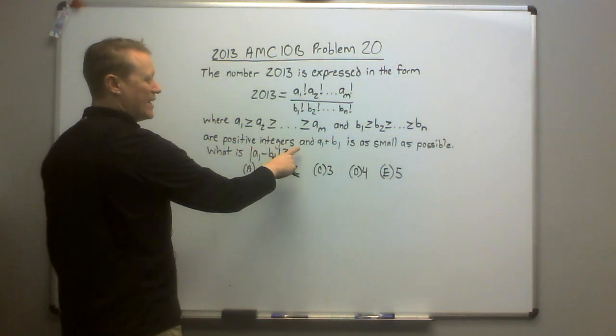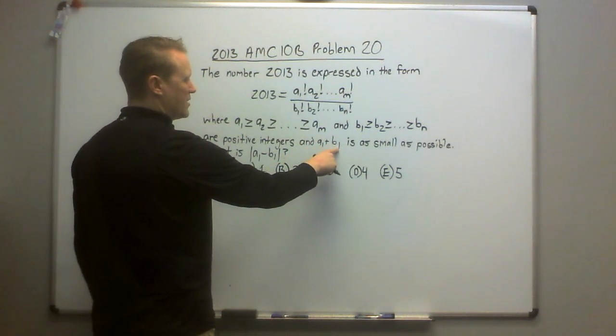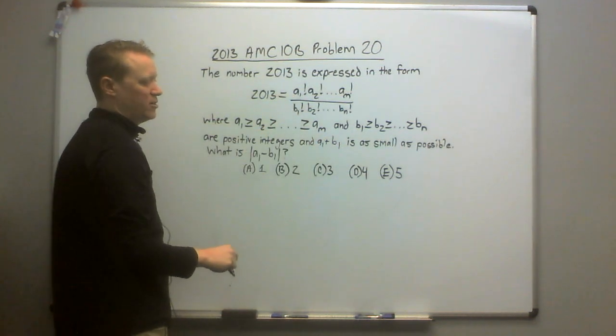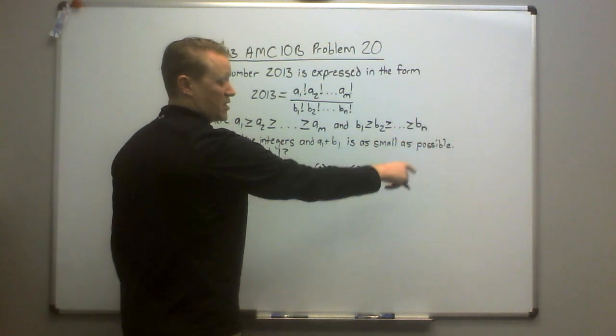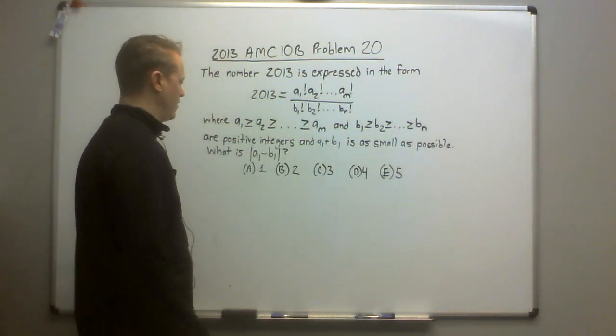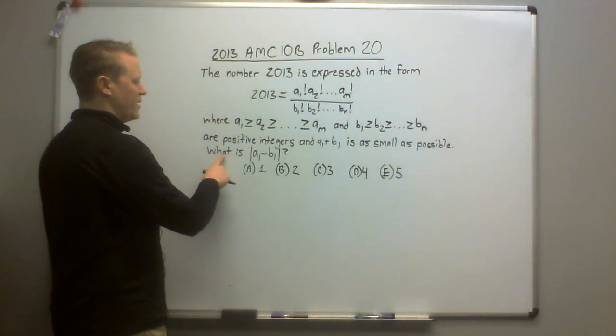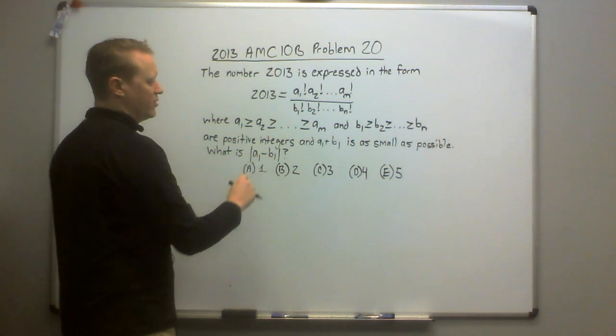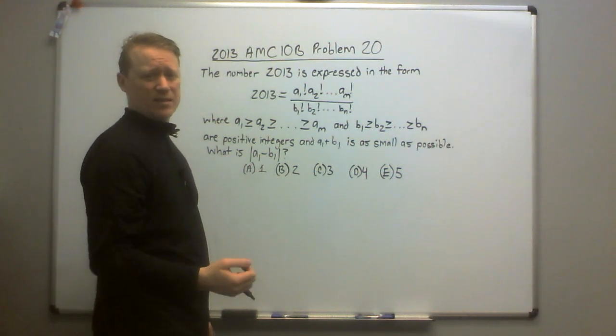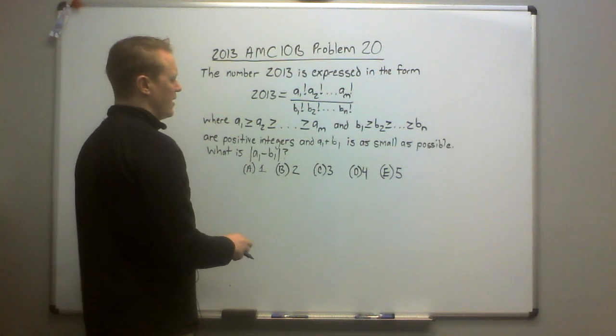These are positive integers, and a1 plus b1, the two first terms, is as small as possible. The sum of them is as small as possible. What is the absolute value of a1 minus b1, otherwise known as the positive difference?